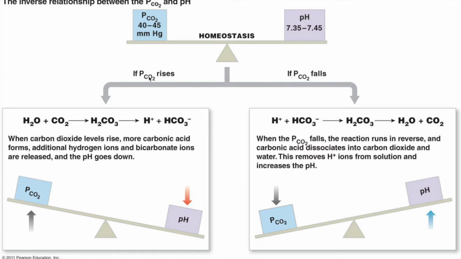If PCO2 rises, the CO2 combines with water to form carbonic acid, which will then dissociate into bicarbonate and hydrogen ions. This is going to lower our pH, making it more acidic. If PCO2 falls, the opposite happens. It will shift the equation back the other direction and increase the pH. The partial pressure of carbon dioxide and pH are inversely related.